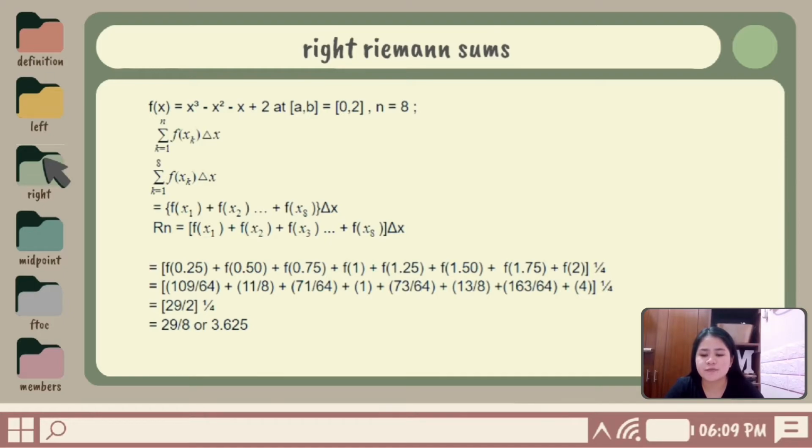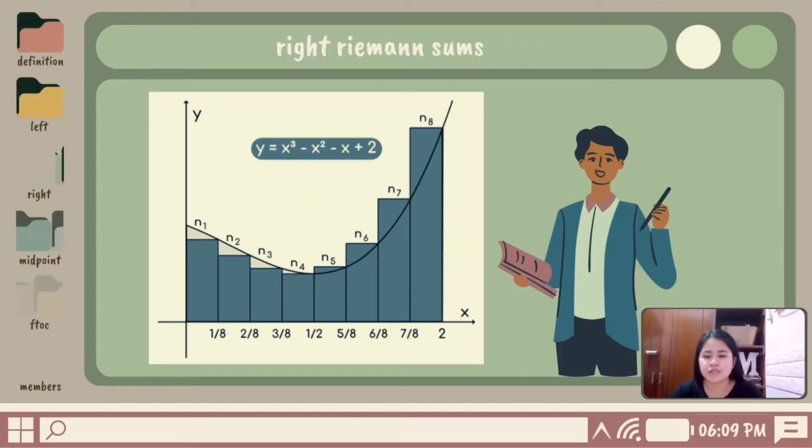109 over 64 plus 11 over 8 plus 71 over 64 plus 1 plus 73 over 64 plus 13 over 8 plus 163 over 64 plus 4, times 1/4. That is 29 over 2 times 1/4. In decimal form, our right Riemann sum will be 29 over 8 or 3.625.